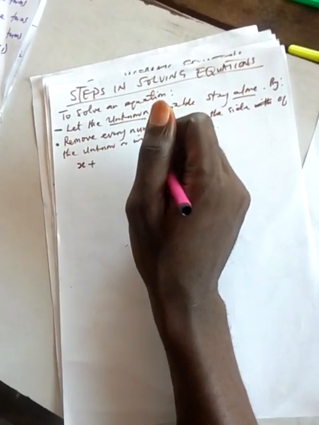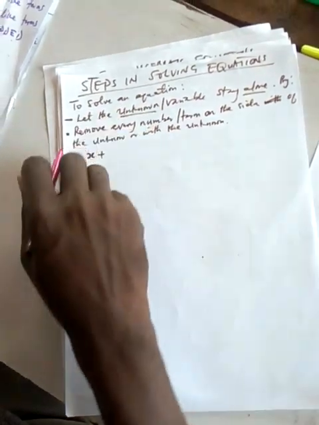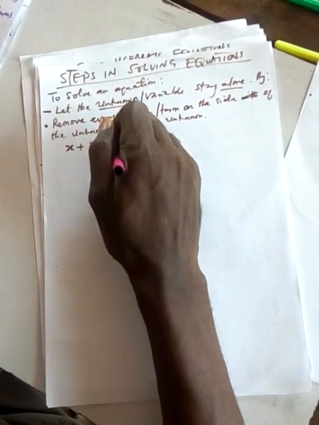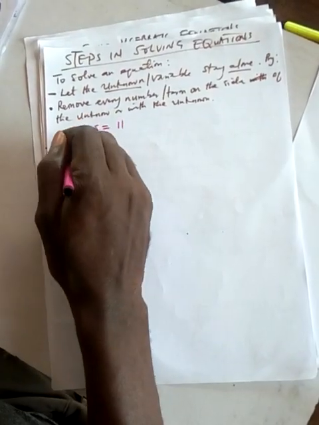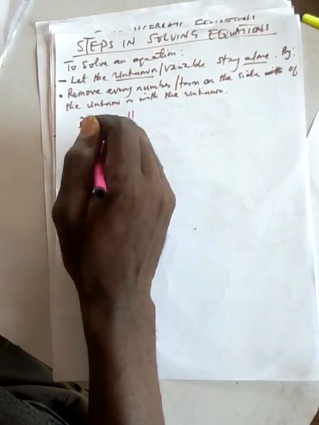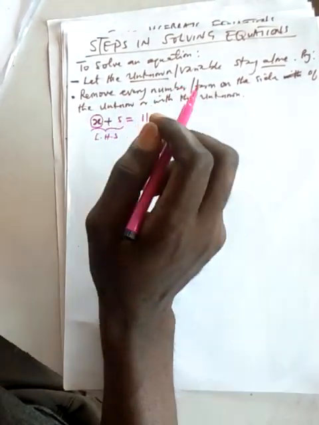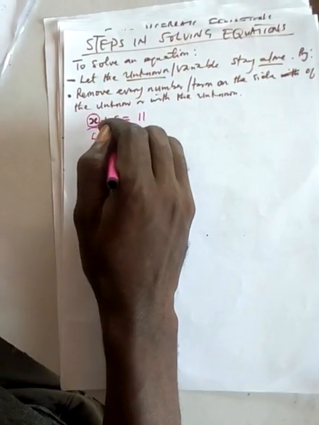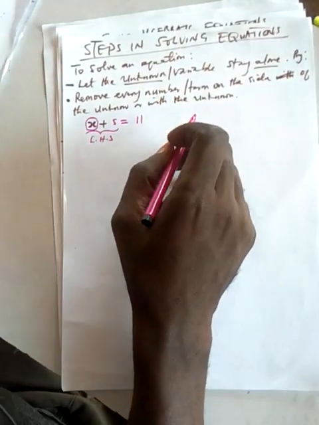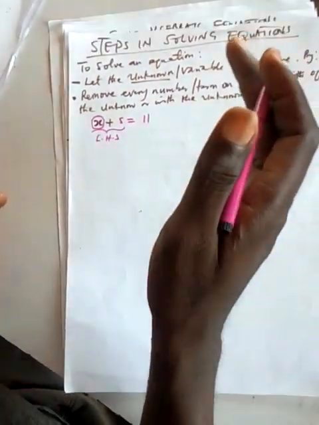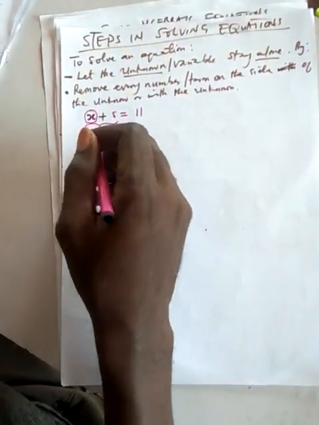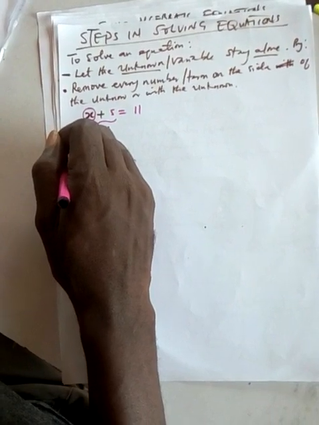For example, if we have something like this, x plus 5 equals 11. On the left hand side, we have the unknown. We need it to stay alone, so we have to take every other number on that side to the other side. In doing that, there are steps we also have to take, and that's what I am coming to now.